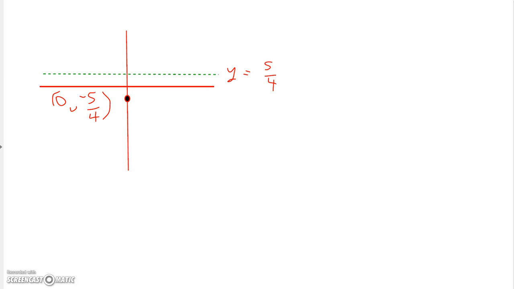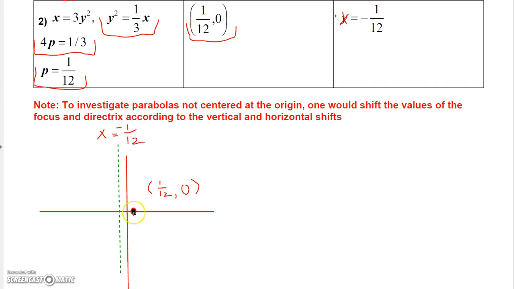And let's look at the graph of the other one real quick. So the other one would have focus, the point 1/12, 0 here, and the vertical line would be the directrix, which is negative 1/12. And if you graph that one, it would look something like this. So that's about as good as I can get it. But anyway, that would be the parabola there.